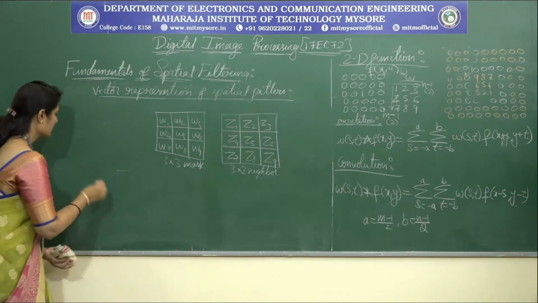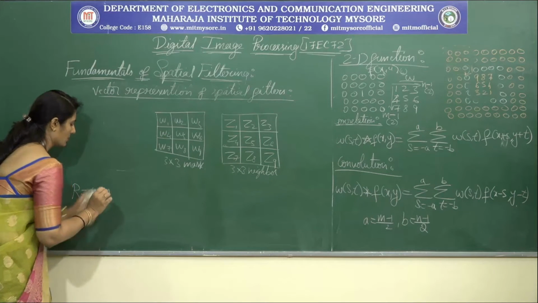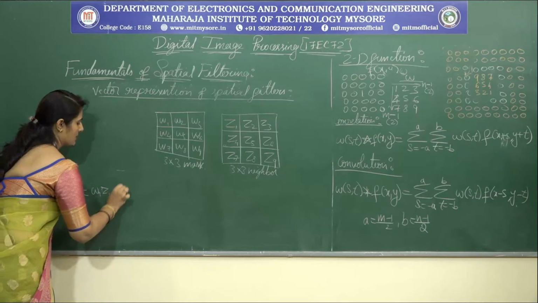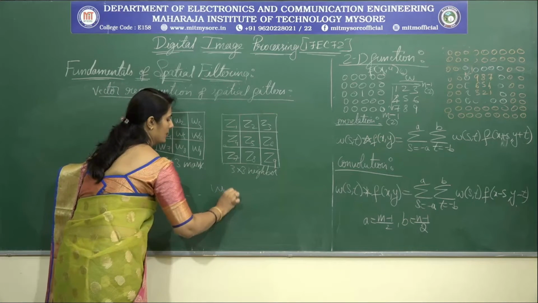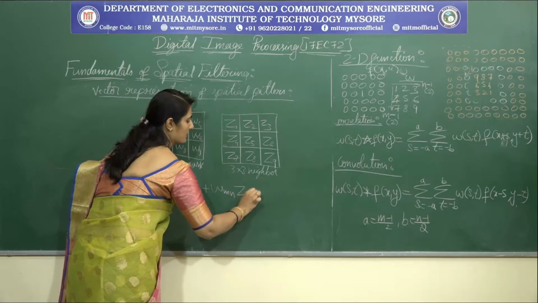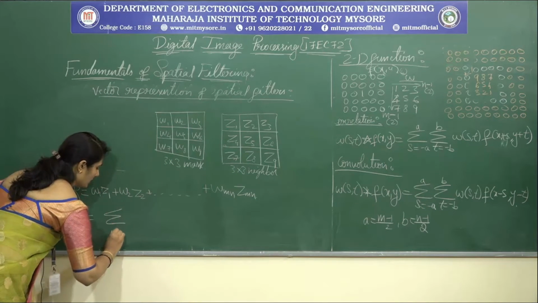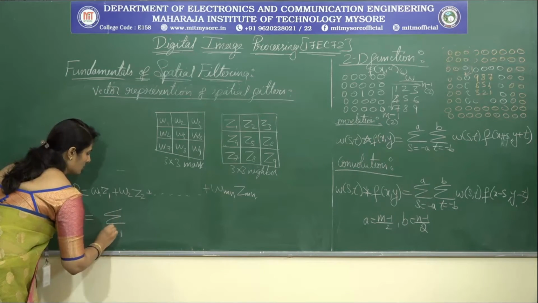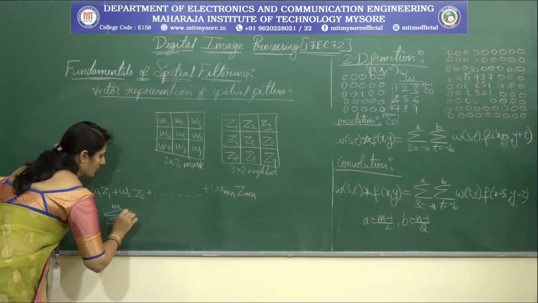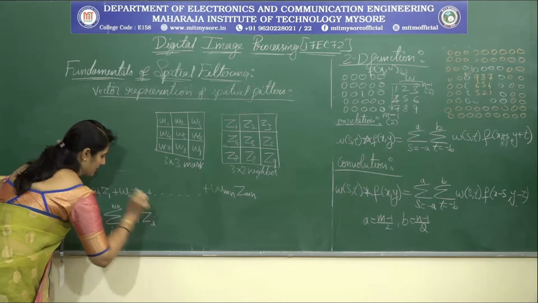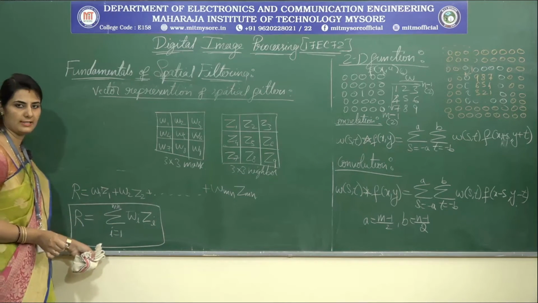In this case the response of this filter can be written as W1 Z1 plus W2 Z2 up to WMN ZMN. This can also be written as summation i equals 1 to mn of Wi Zi. So this is the response of this linear spatial filter.